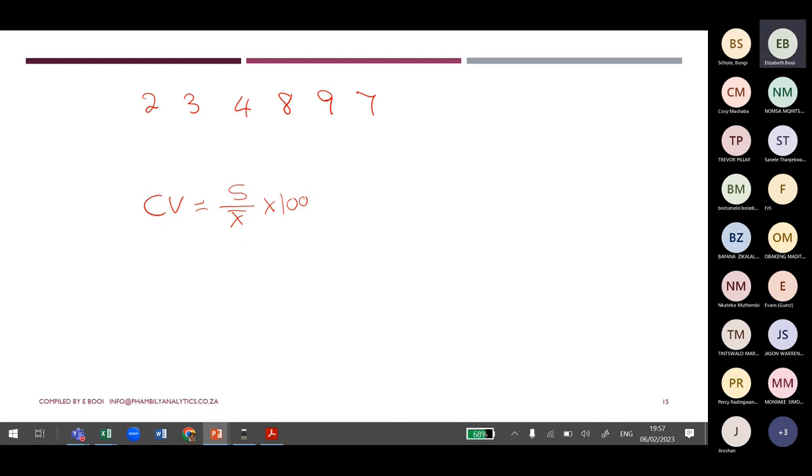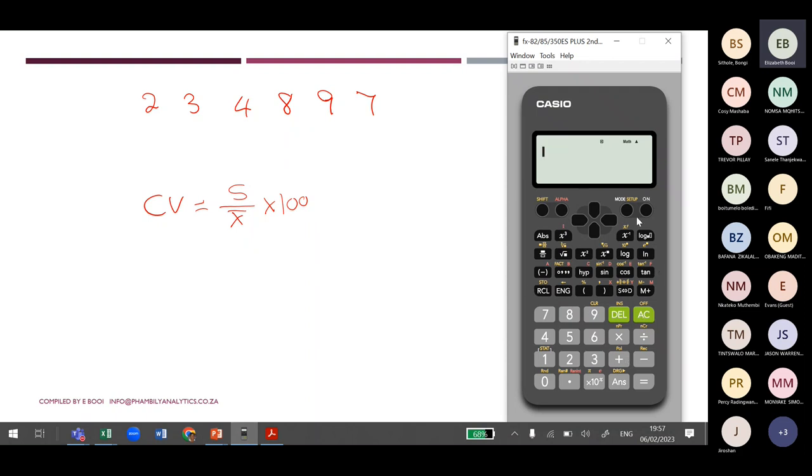So if this is my data, the first thing is to use your calculator to put it onto STAT mode so that it becomes easy and quick to calculate. So we're going to put it to STAT mode, and because we only have one variable, we're using one, right? And we're going to put in the data. So you're going to say 2 equal 3 equal 4 equal 8 equal 9 equal 7 equal. So you have all your data in.